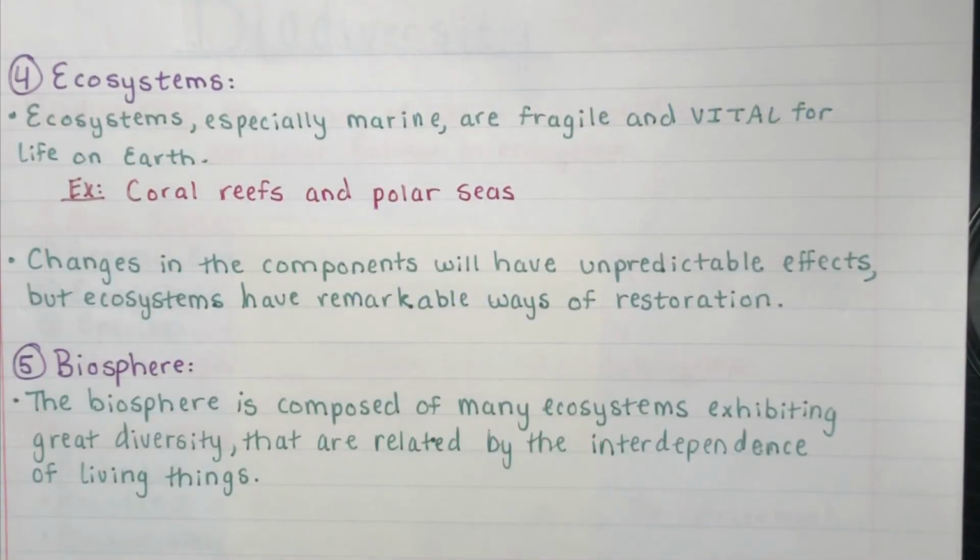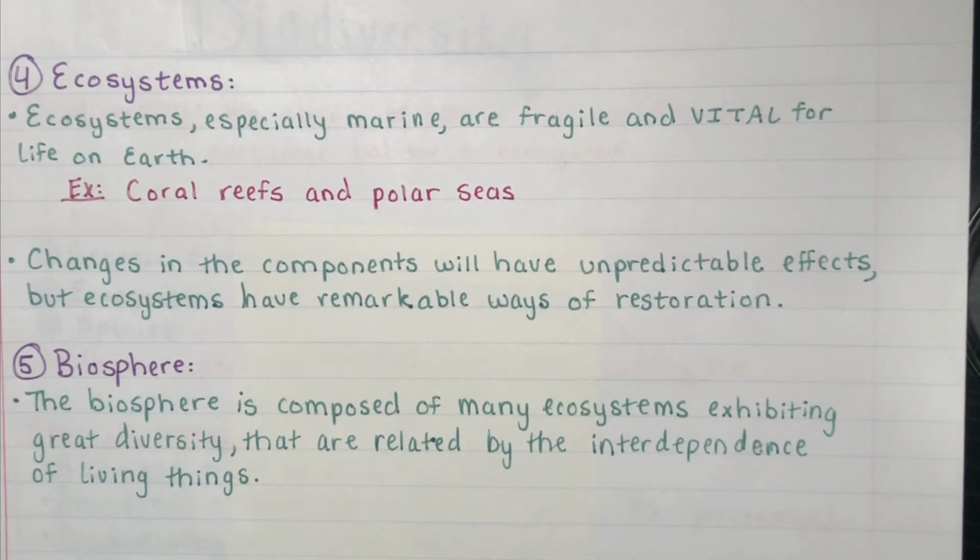Now on to levels 4 and 5 of our levels of biota. Level 4 is our ecosystems. Ecosystems, especially marine, are fragile and vital for life on Earth. So our marine ecosystems are very, very important to us.